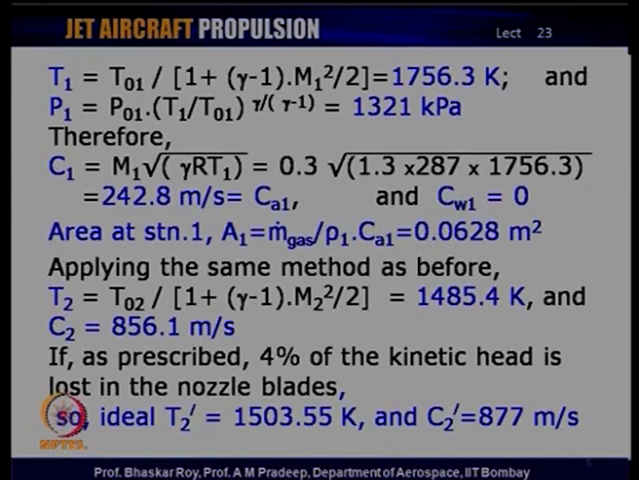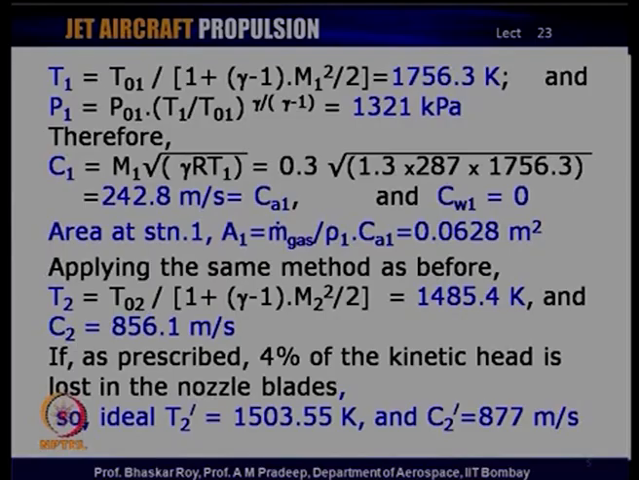Now, applying the same isentropic method of conversion from total to static, we can find the temperature at station 2, because through the stator nozzle a lot of acceleration has taken place and the total temperature has remained constant, but static temperature has undergone a large amount of change, and that shows up here that the static temperature now is 1485.4 K, substantially lower than 1756.3 K that we have found at station 1.